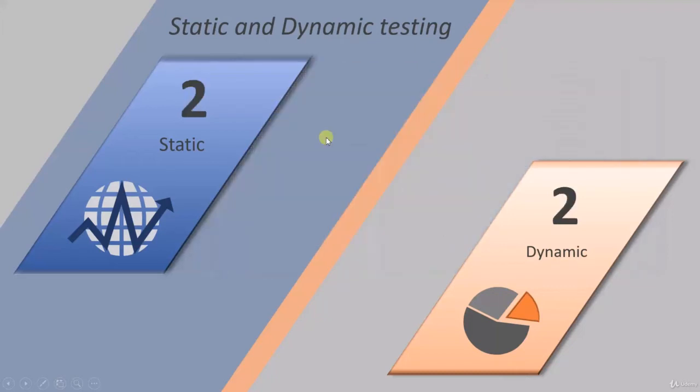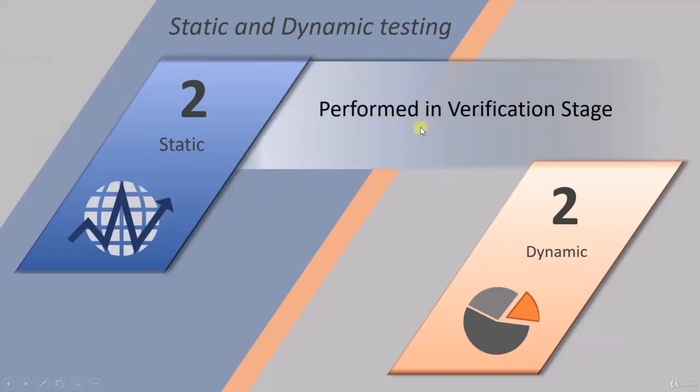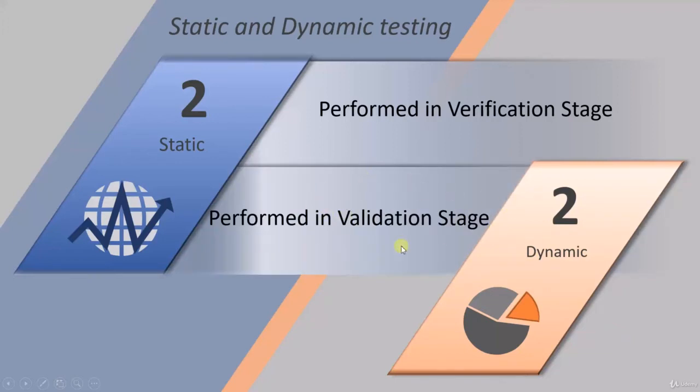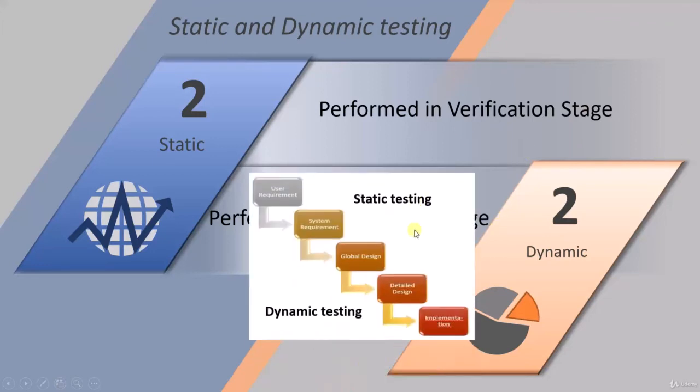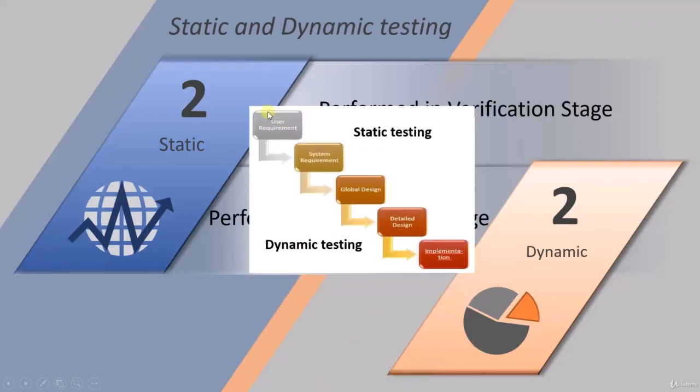Now, let's move to point 2 in their difference. Static testing is conducted in the verification stage, whereas dynamic testing is performed in the validation stage. Let's find out what they mean by verification stage and validation stage. So, here we have the life cycle of a software development activity. First, you will have a user requirement. Next, a system requirement. Then, a global requirement. Then you will have a detailed design. Once you have this design, then you can start writing the code.